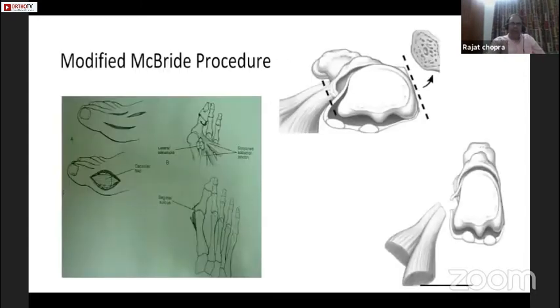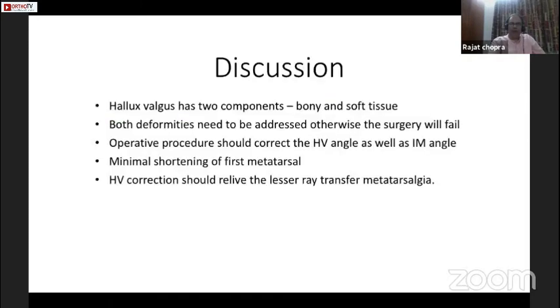I think we will stop here. I would not like to go into the details of the surgery.